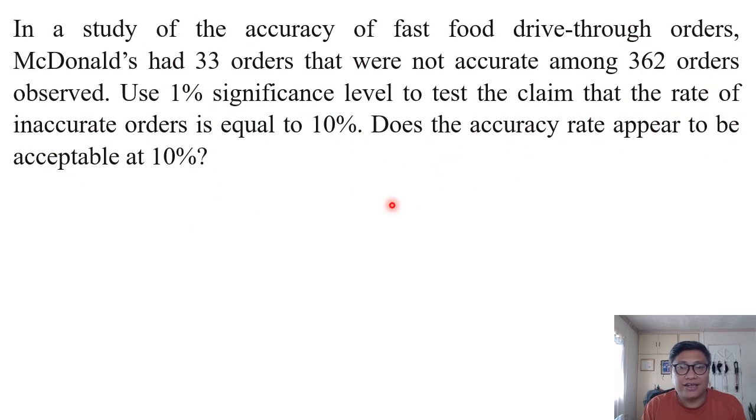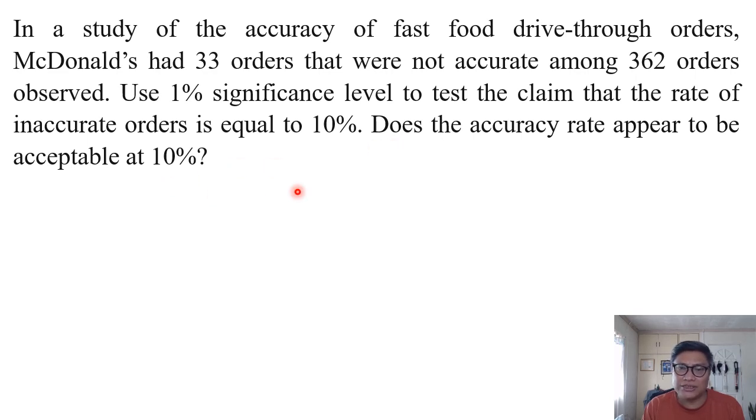Okay, so in another example, class, in a study of the accuracy of fast food drive-through orders, McDonald's had 33 orders that were not accurate among 362 orders observed. Use a 1% significance level to test the claim that the rate of inaccurate orders is equal to 10%. Does the accuracy rate appear to be acceptable at 10%?